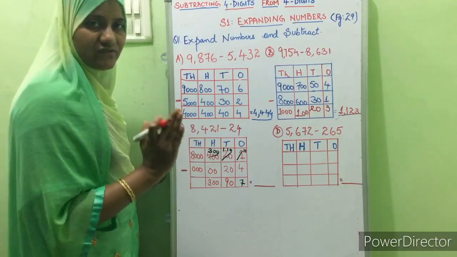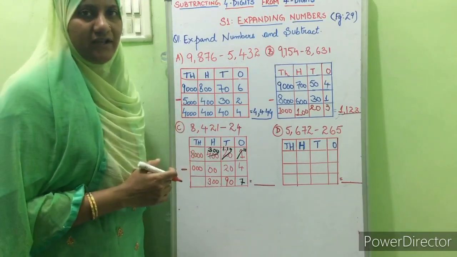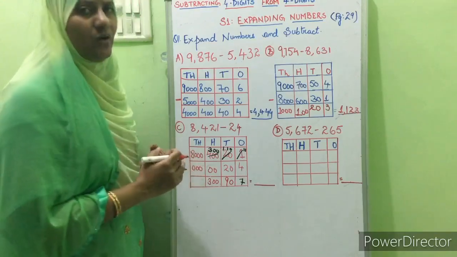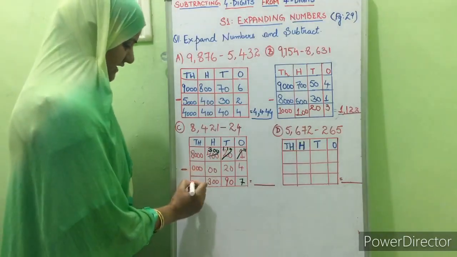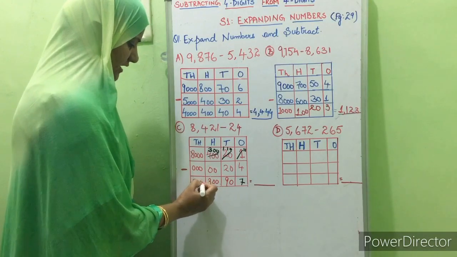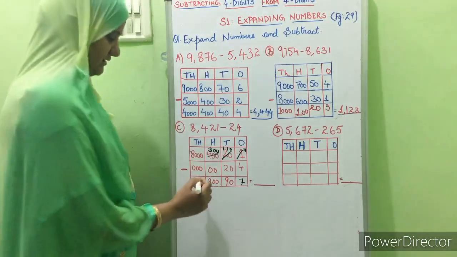So it means we have to subtract 0 blocks of 1000. Are we removing any blocks of 1000? No, we are not removing. So the answer is 8000. So what is the final answer?